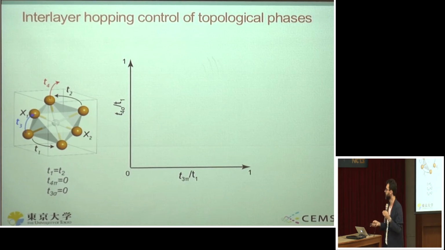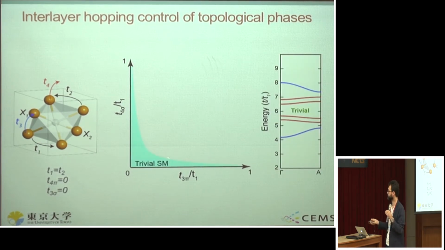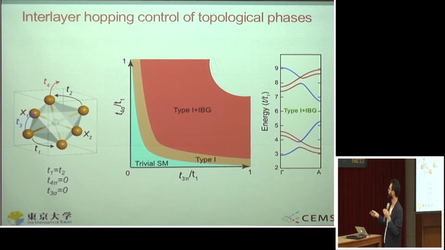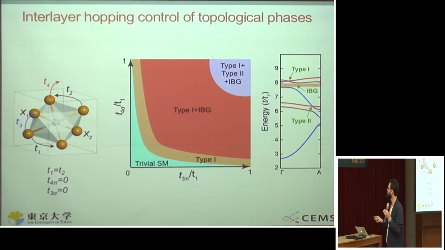This is one scenario where we consider that we have T1 equal T2, the hopping for the planes are the same, and then for interlayer hopping, I assume that there is a very big interlayer hopping within the layer, so T3 is 0. And then I just change the T3 pi like this. So you can see that by tuning the hopping parameters, you can have either a trivial semi-metal, or you can have just a type 1 crossing between the bands, or by increasing the T4, then you can have a type 1 plus an inverted band gap here. And eventually you can have type 1, type 2, and inverted band gap.